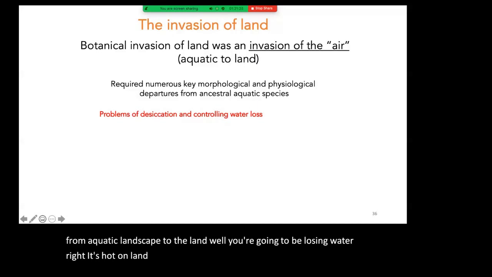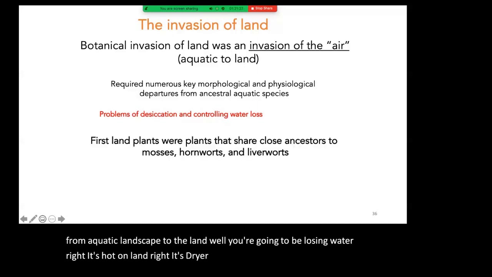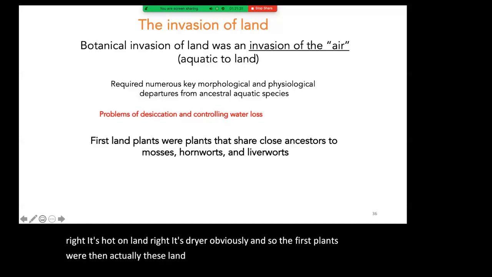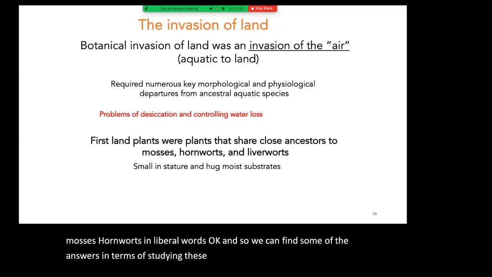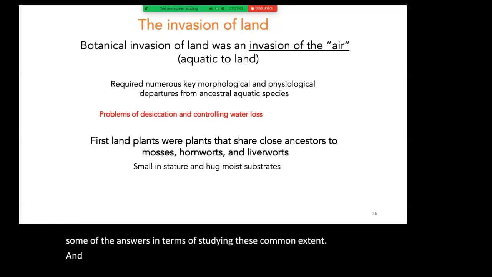It's drier, obviously. And so the first plants were actually these land plants that share very close ancestors with mosses, hornworts, and liverworts. Okay, and so we can find some of the answers by studying these common extant taxa. And these guys are really small in stature.